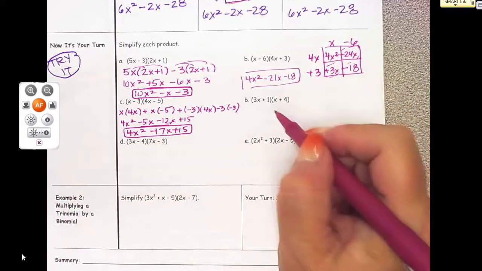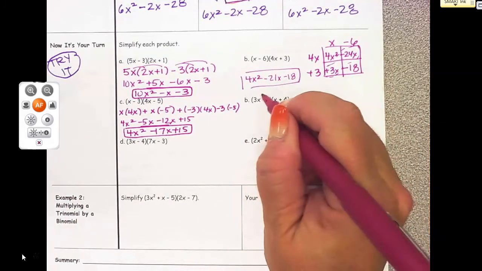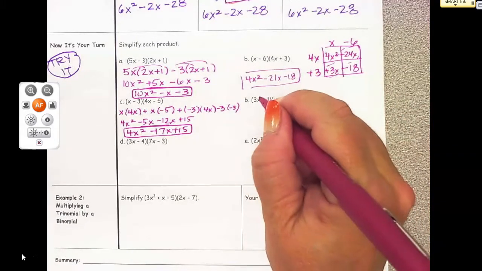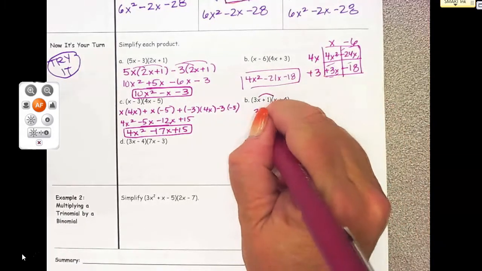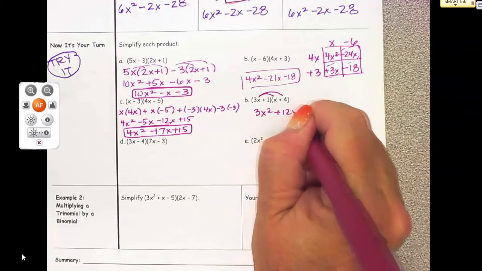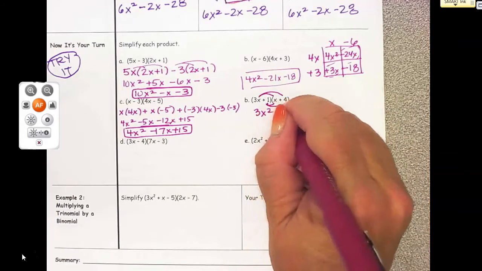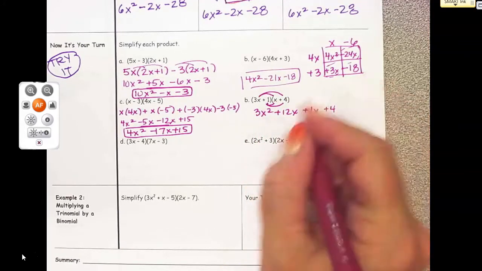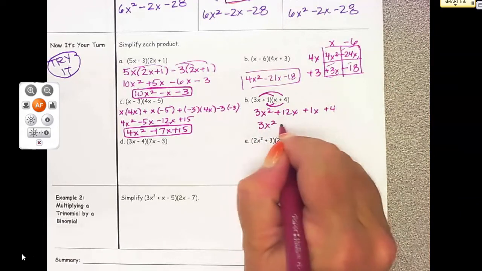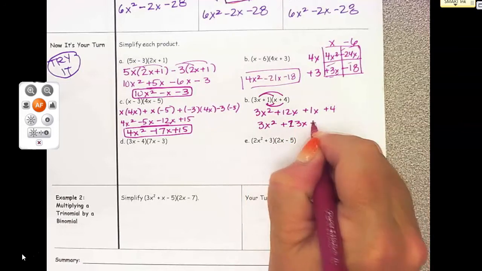So I'll just use the various methods. I'll do FOIL here and I'll show it differently. This is a little more in my head. I've got 3x times x is 3x squared. 3x times 4 plus 12x. 1 times x plus 1x, 1 times 4 plus 4. Combine the middle terms and we get 13x plus 4.